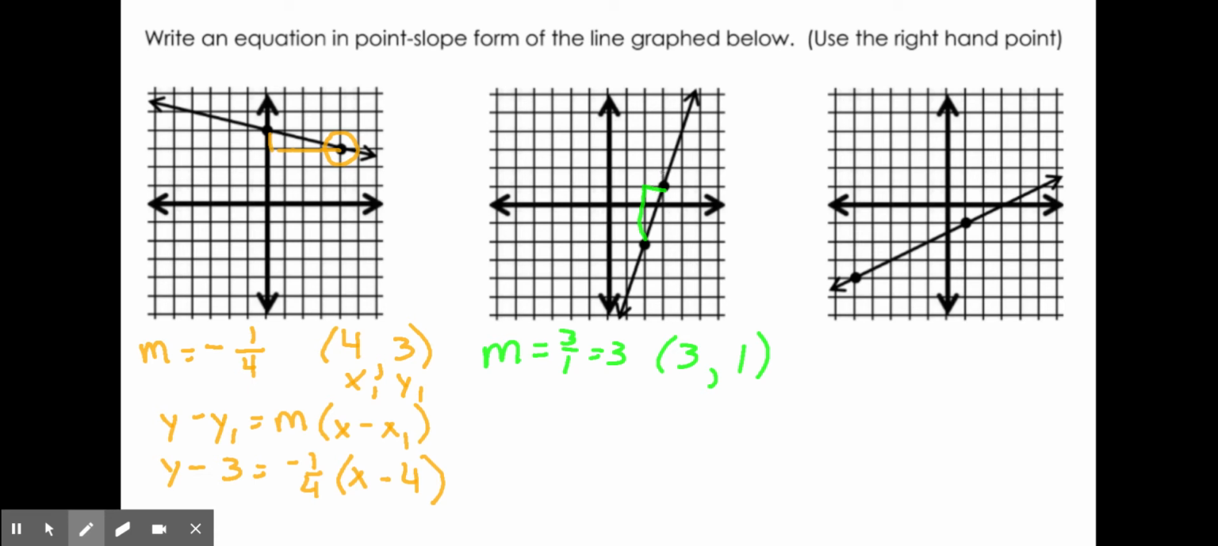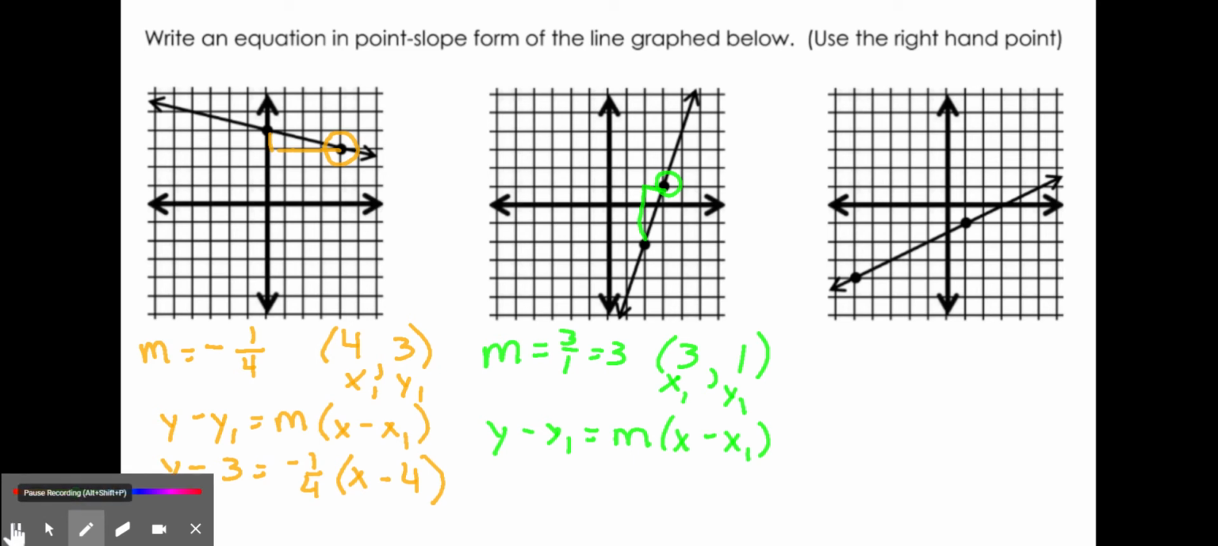So the coordinates of the right-hand point are 3, 1. So that's going to be my x sub 1, y sub 1. Point slope form says that y minus y1 equals the slope times x minus x sub 1. Okay, so I want you to plug in what we've got and tell me what the equation of this line is in point slope form. Did you get y minus 1 equals 3 times the quantity x minus 3?